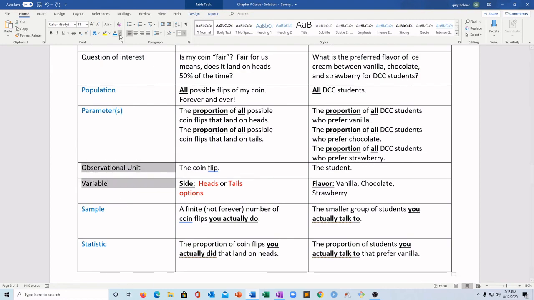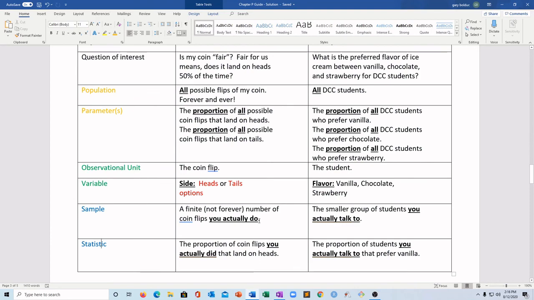Observational unit and variable, these things are linked together. Here, let me make these different colors. These things are each linked together, and the definitions of them are similar between some of these groupings. So again, population is like the sample, parameter is like the statistic, so very similar.